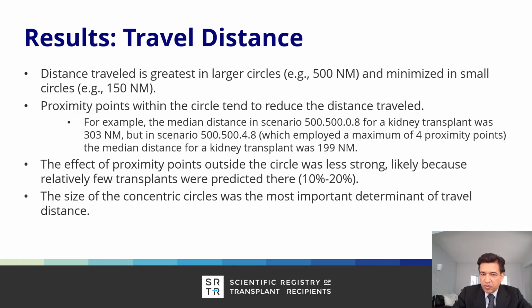The effect of proximity points outside the circle was less strong, likely because relatively few transplants were predicted there. About 10 to 20% of transplants were predicted there. So the size of the concentric circle was the most important determinant of travel distance.